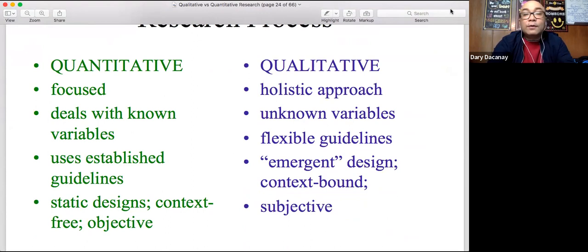And in the processes, for quantitative, it's focus, deals with known variables, use established guidelines, statistic designs, context-free objective. In qualitative, it's a holistic approach. The variables are not known. That's why we normally focus on concepts. Flexible guidelines, emergent design, meaning ano yung mag-evolve out of those things that the participants would say.